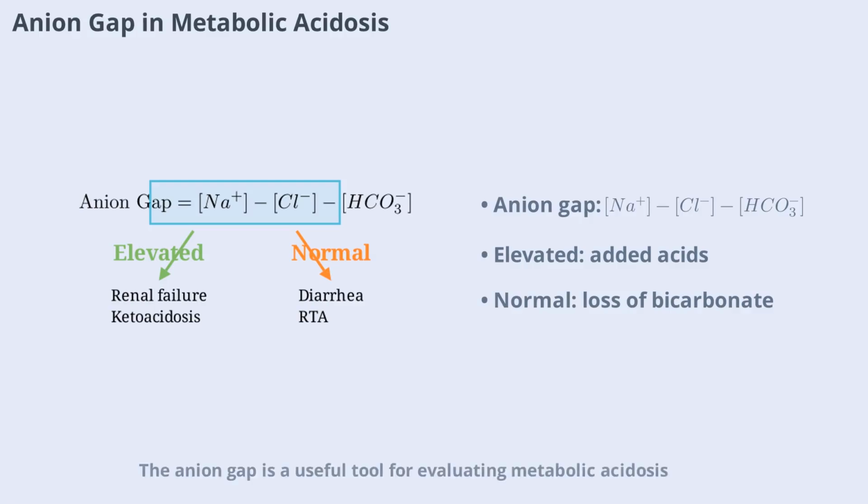The anion gap is a useful tool for evaluating metabolic acidosis. It is calculated as Na minus (Cl plus HCO3). An elevated anion gap suggests the addition of acids, as seen in renal failure or ketoacidosis. A normal anion gap points to causes like diarrhea or renal tubular acidosis. The anion gap helps detect mixed disorders and guides therapy.